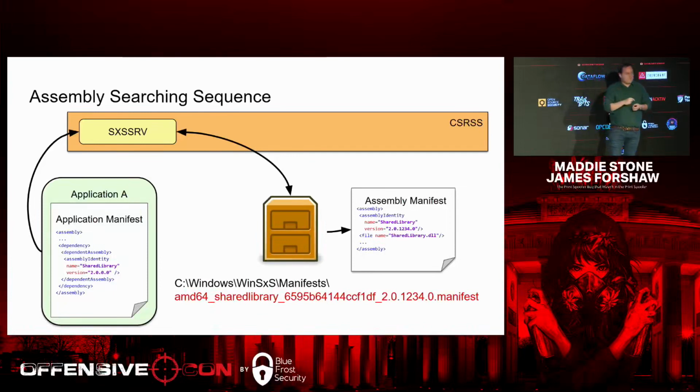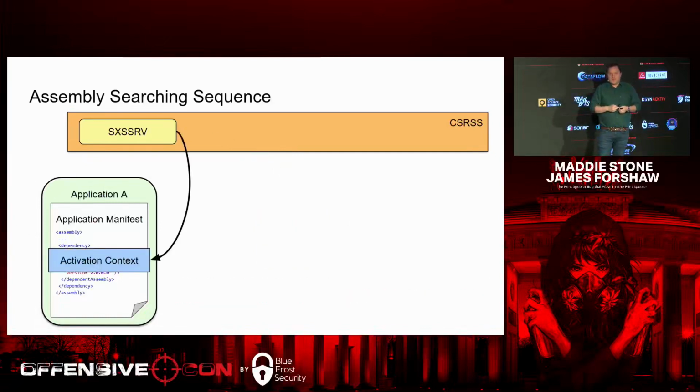But if you have a keen eye, you may see the path here looks awfully familiar to some of the paths that the in-the-wild exploit was dropping. Once that's all resolved, the side-by-side assembly service creates this binary activation context. It can just copy it back to the original process, and then the original process can actually perform operations on it. It contains enough information that it doesn't need to keep going back to CSRSS for more information.